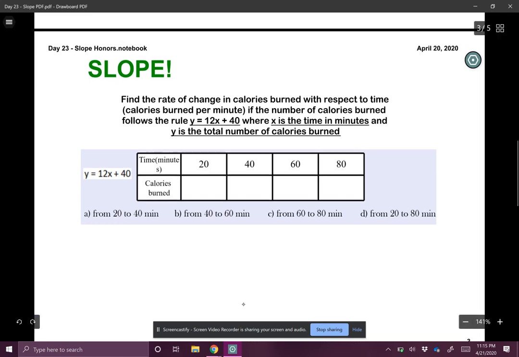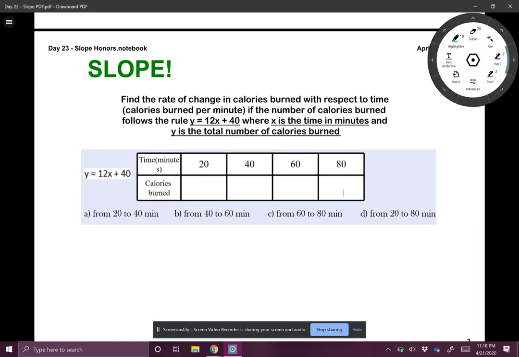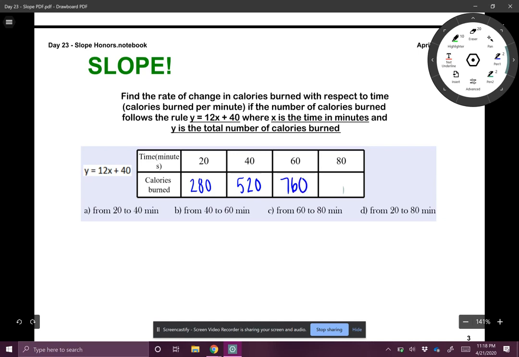12 times 20, and we add 40 to that, we get 280. So in 20 minutes, 280 calories are burned. When we do 12 times 40 and we add 40 to that, we get 520. When we do 12 times 60 and we add 40 more, we get 760. And then when we do 12 times 80 and we add 40, we get 1,000. So we just found our calories burned for different chunks of time.